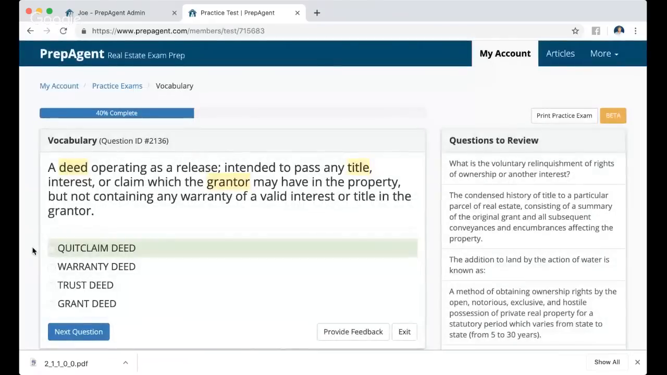Okay, so the answer here is quitclaim deed. So you have different types of deeds. Okay, everybody? So first and foremost, what is a deed? What do you guys know about a deed?